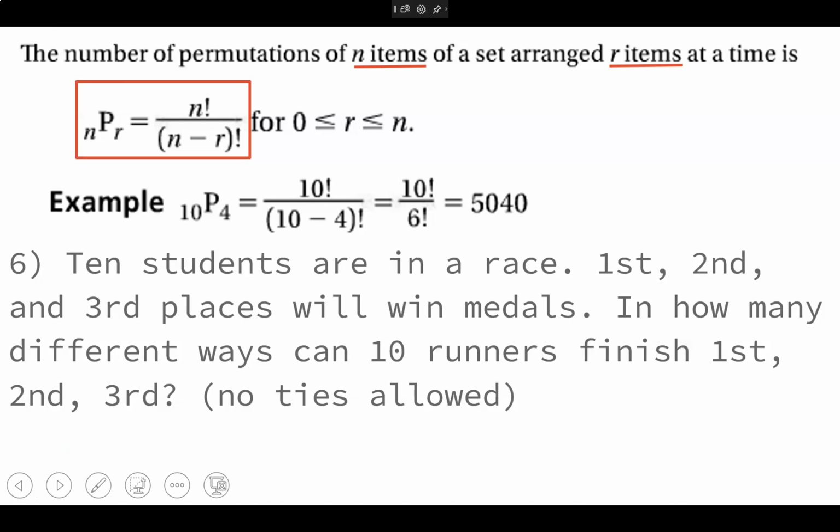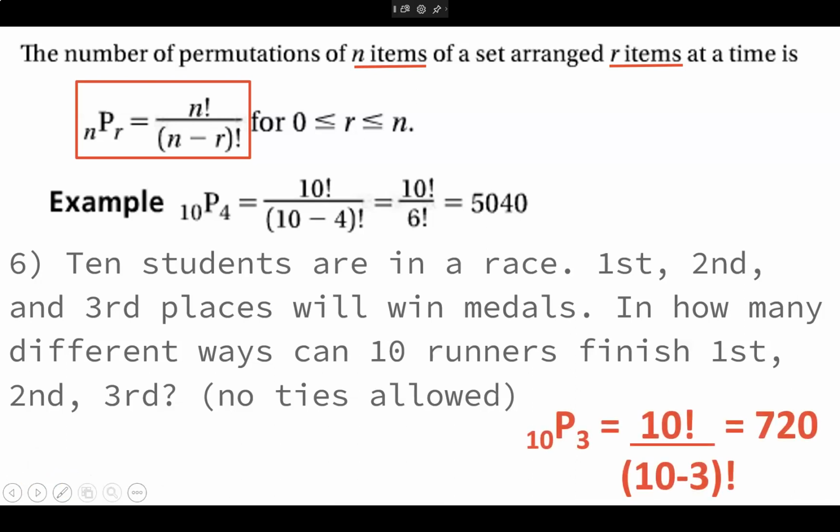What is your n value going to be? 10. It's how many runners. Good. What's your r value going to be? There's 3 different ways they can finish, first, second, or third. Make sure you can type this in your calculator, and we get the same result as 720 different ways to finish the race in first, second, or third. You can type it in exactly as you see it up there. 10 factorial divided by parentheses 10 minus 3, or you can just make that 7. 10 factorial divided by 7 factorial, and it should give you 720.